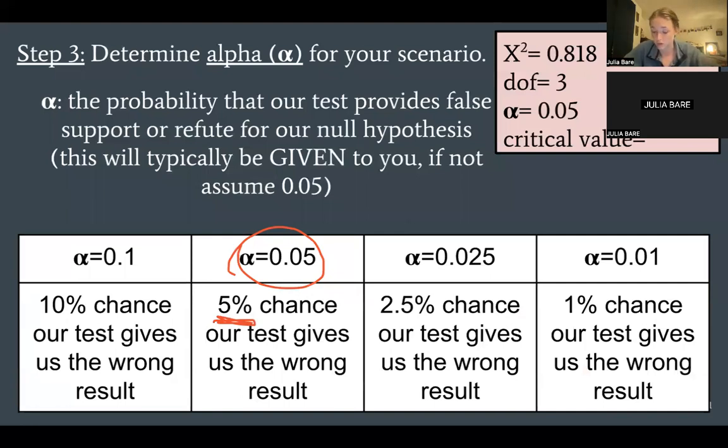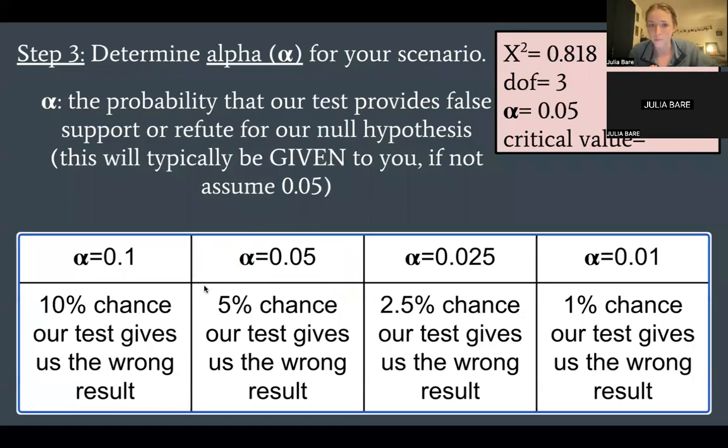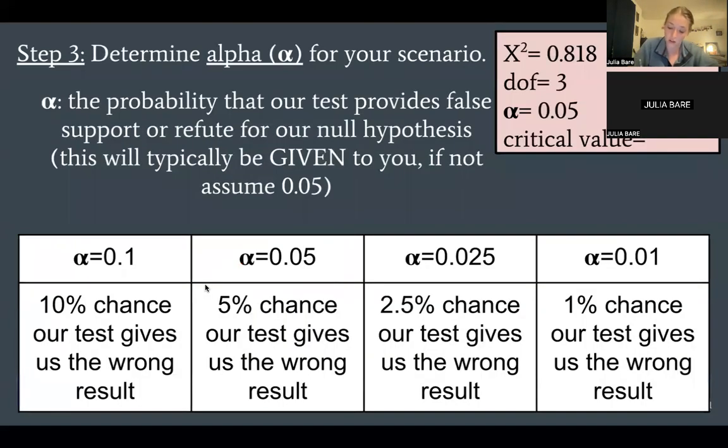Now, you can have variations in your alpha values. You can have an alpha value of 0.01, which gives you a 1% chance that our test gives us the wrong result. What this essentially correlates to is the accuracy of your test. If you have a lower alpha value, that means your test is going to be more reliable. It's going to be more accurate. 0.05 is considered accurate enough in most experimental questions. So in this case, our alpha value that we're going to use is 0.05. Always assume it's 0.05 unless otherwise specified.